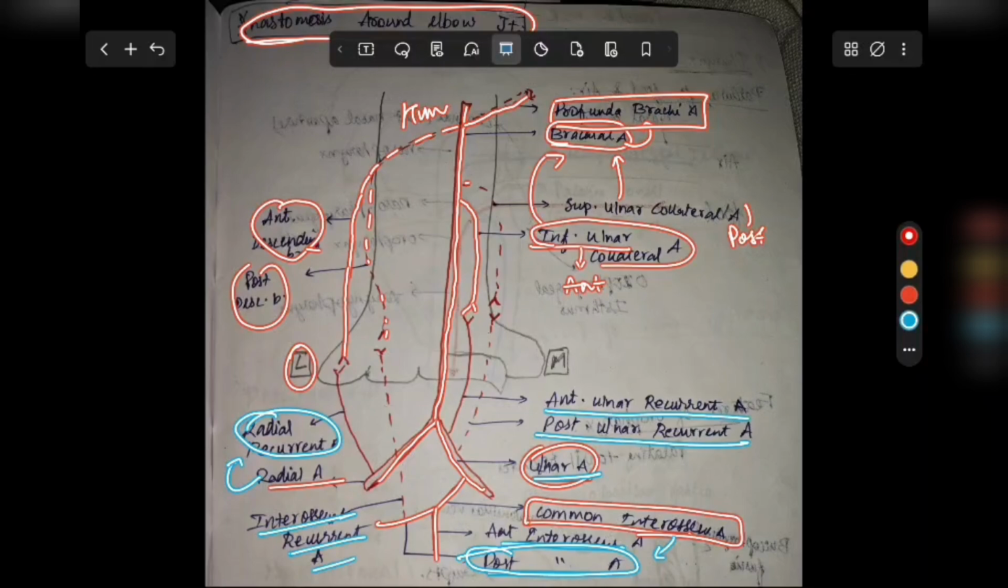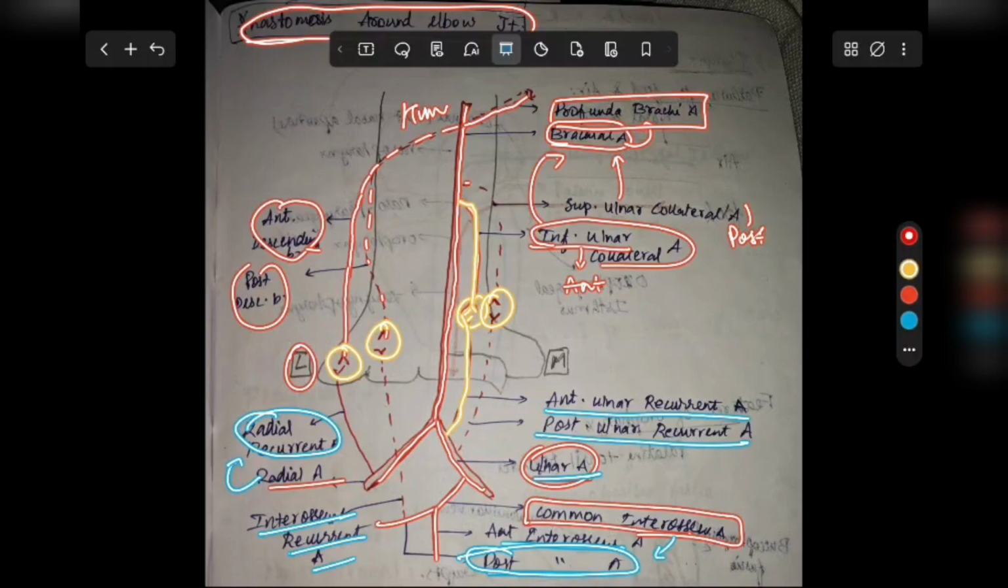So now let us see the anastomosis of the elbow joint. Totally, there are four anastomoses around the elbow joint: 1, 2, 3, and 4. Two on the anterior side, two on the posterior side. Let us see the anterior side anastomosis first. The first anastomosis is between the inferior ulnar collateral artery and the anterior ulnar recurrent artery. This is the first anastomosis present on the anterior side of the elbow joint.